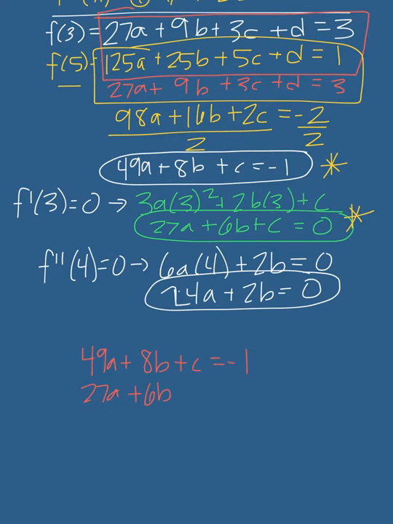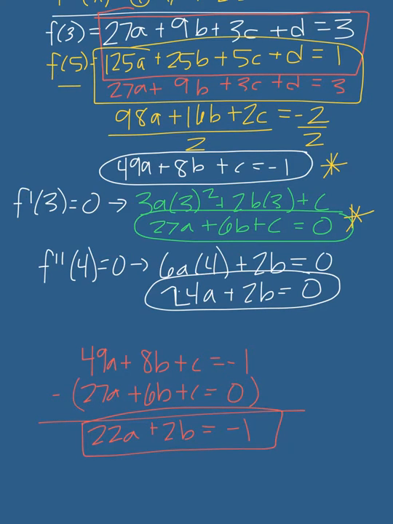Okay, so I'm taking those 2 equations that I just put stars by, and I'm going to subtract. You have to make sure you subtract everything all the way across. So this is going to end up being 22a plus 2b equals -1. The c's go away. Okay, so now I have this equation, which I'm going to put 2 stars by, and they both only have 2 variables.